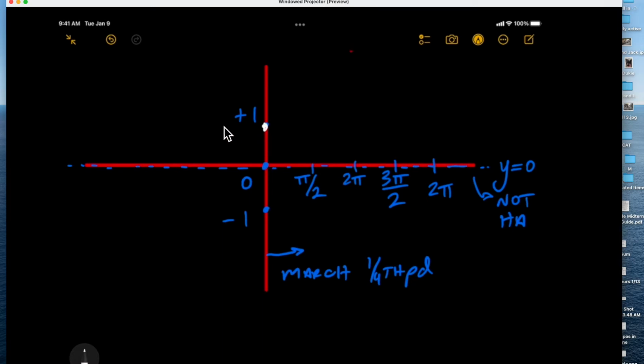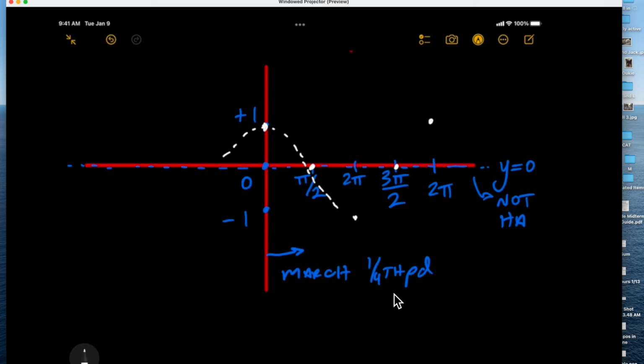Next, 1/4 of a period later, the graph is at the middle. Where is the middle of this function? None other than y equals 0. 1/4 of a period later, we are at the minimum. 1/4 of a period later, we are back at the middle. And finally, we are at the maximum.